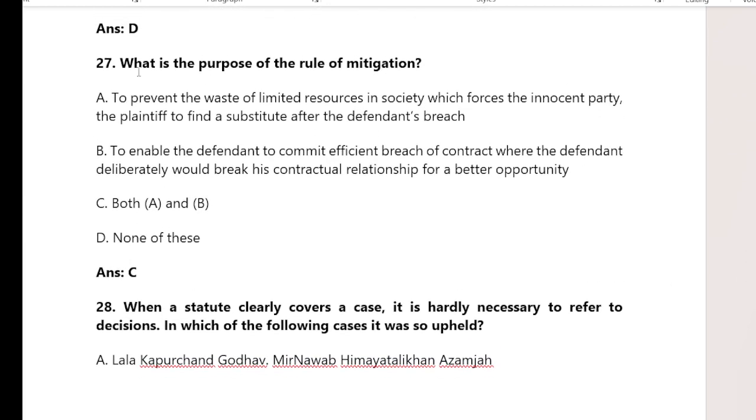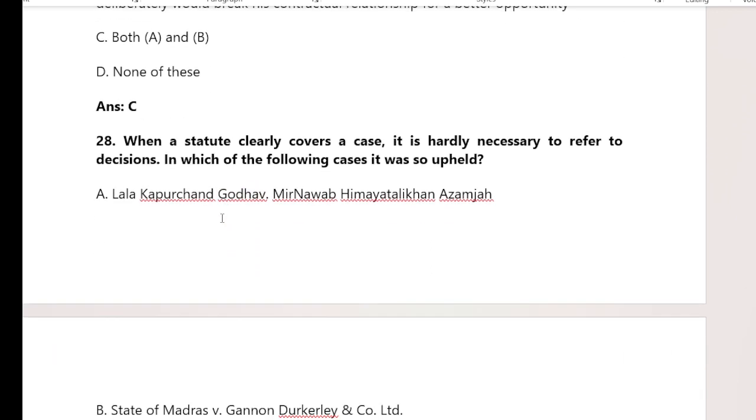And the next question is, what is the purpose of the rule of mitigation? To prevent the waste of limited resources in society, which forces the innocent party, the plaintiff, to find a substitute after the defendant's breach, and to enable the defendant to commit efficient breach of a contract where the defendant deliberately would break his contractual relationship for a better opportunity. And option C is both A and B. Option D is none of these. The right answer is both A and B.